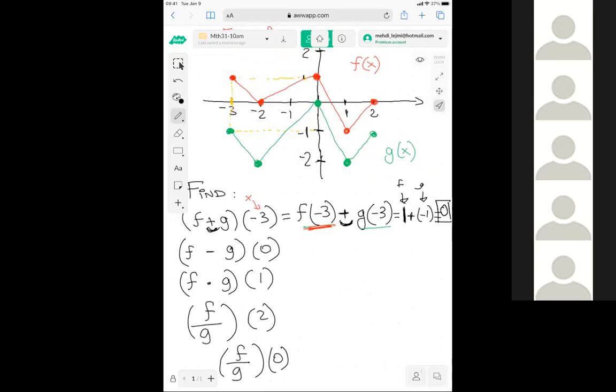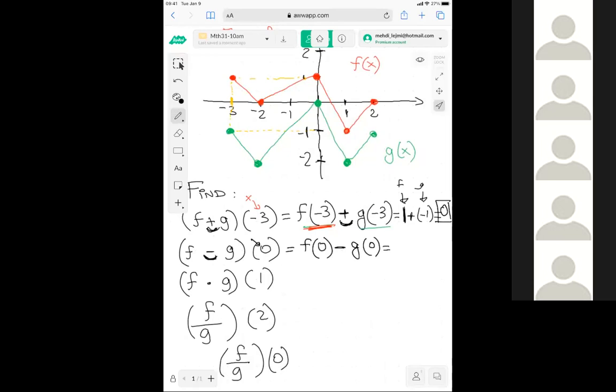So you see, guys, how it works? For the next one, we have f minus g of zero. It's supposed to be f of zero, that's my f of x, but my x here is zero. And then I have subtraction, so f of zero minus g of zero.